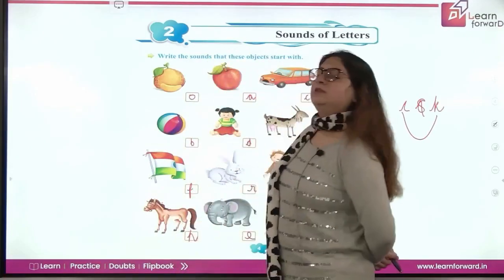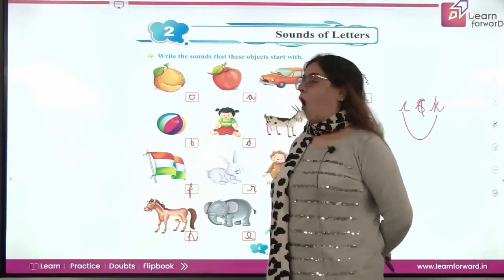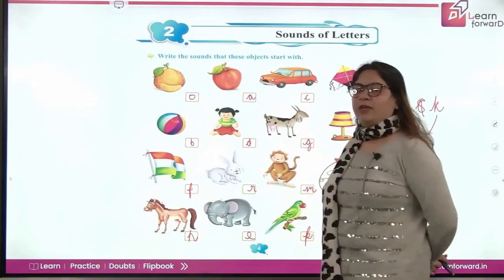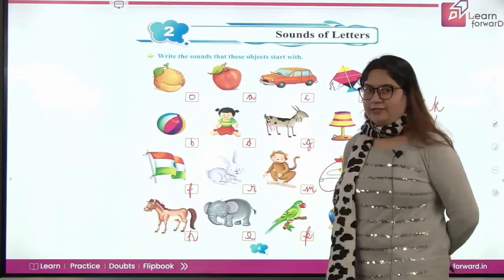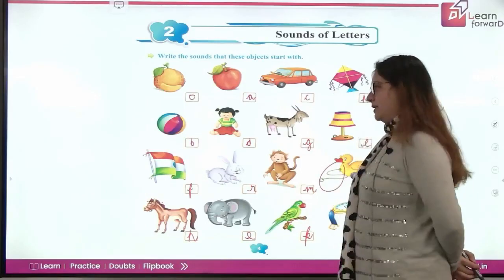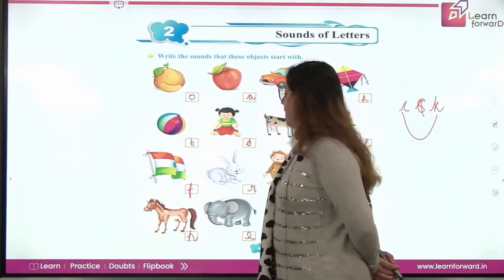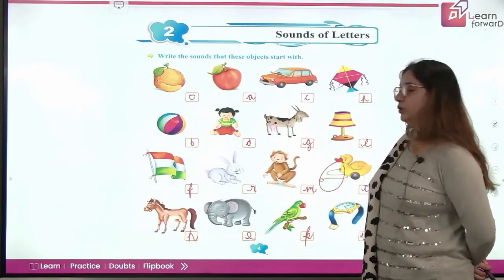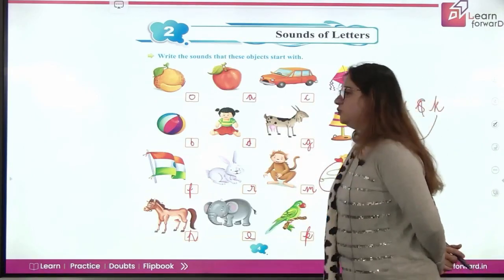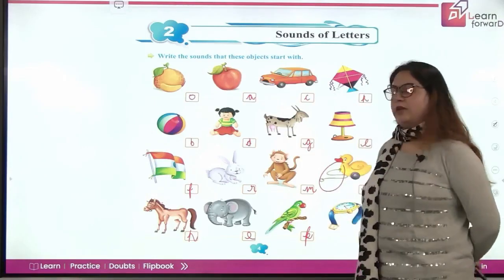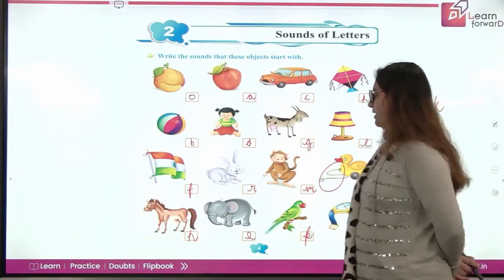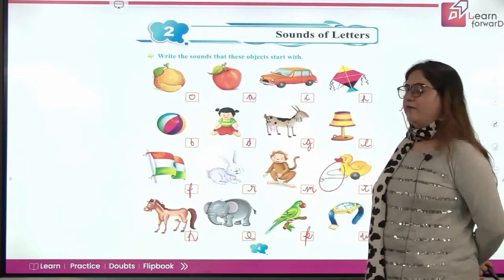O ki sound, orange ki sound, O. Sound of A, apple, A. C and K are friends. So car, kite. Then ball, B. Then we have D, doll. Then we have G, goat. Then we have L, lamp. Then we have F, flag. Then we have R, rabbit.